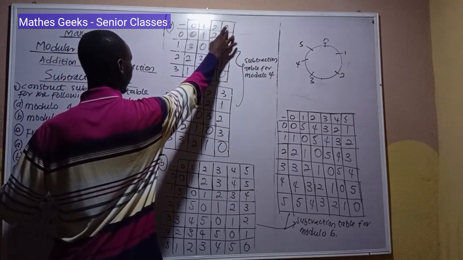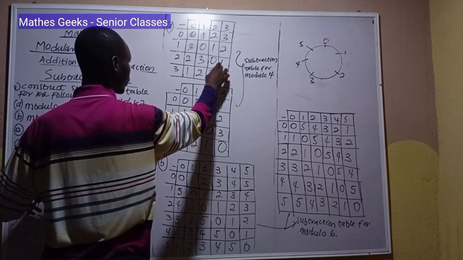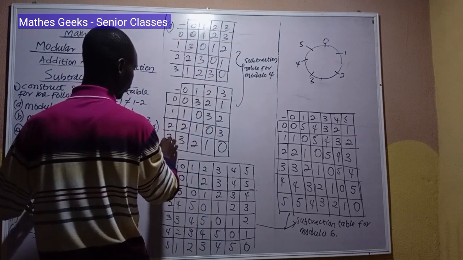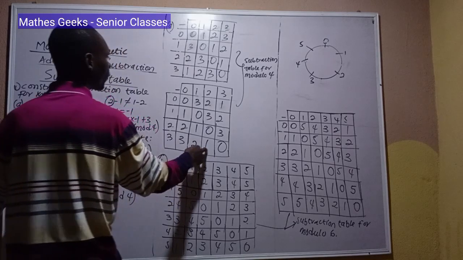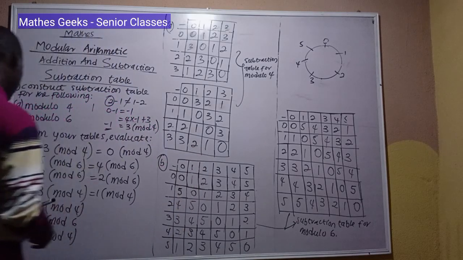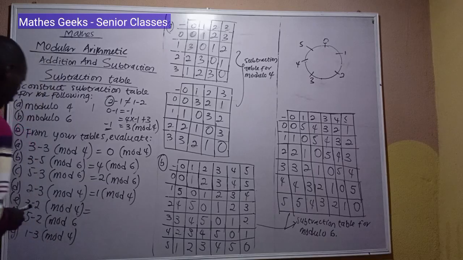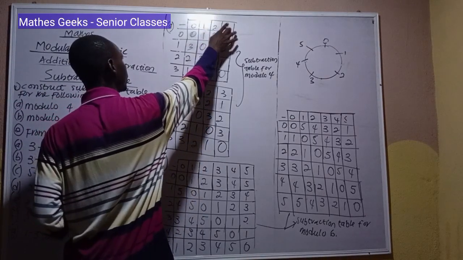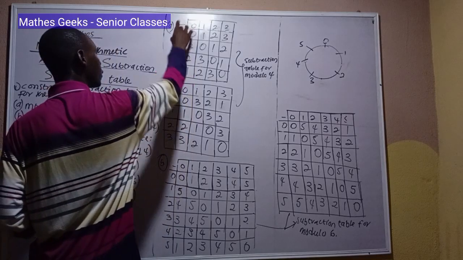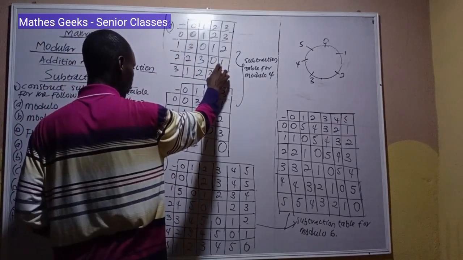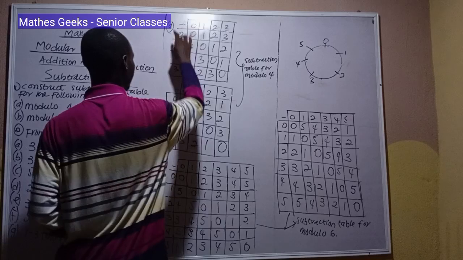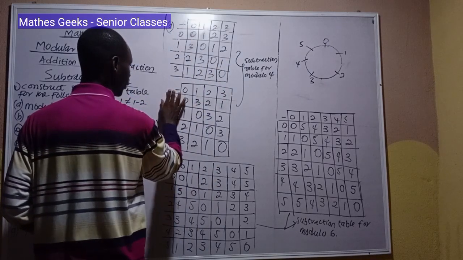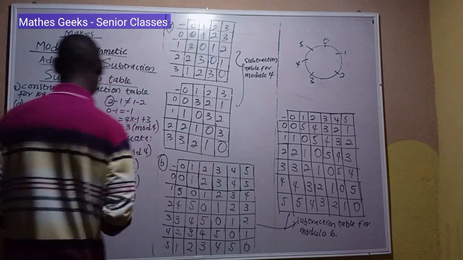2 minus 3, you have 1. So if you come here, 2 minus 3 is 1. So you get some answer. So here, 3 minus 2 mod 4. So 3 minus 2, come here, 3 minus 2, that's 1. And then we come here, 3 minus 2, 1.